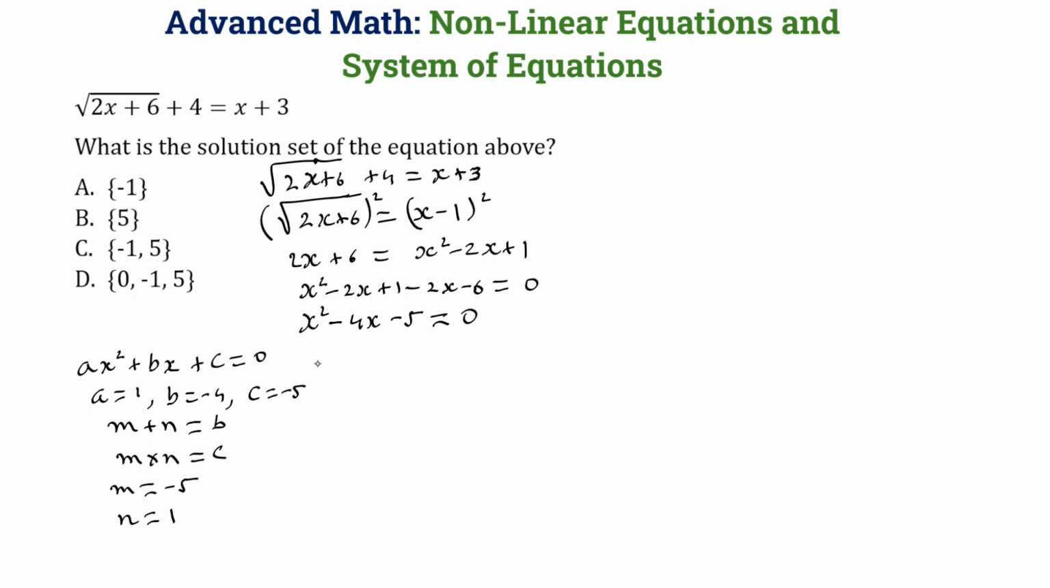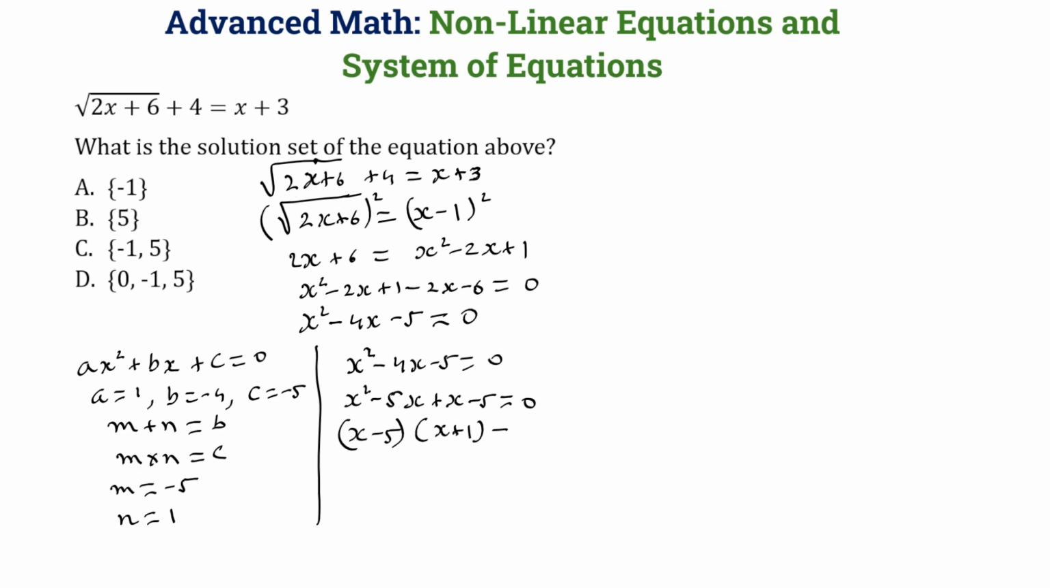And so finally we will get the equation x squared minus 4x minus 5 equals 0. And we'll split this, so we'll get x squared minus 5x plus x minus 5 is equal to 0. And when we factor this, we get x minus 5 and x plus 1 is equal to 0, which means that x is going to be equal to 5 or x is going to be equal to negative 1.